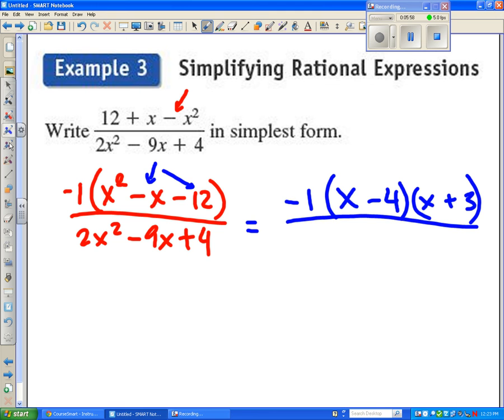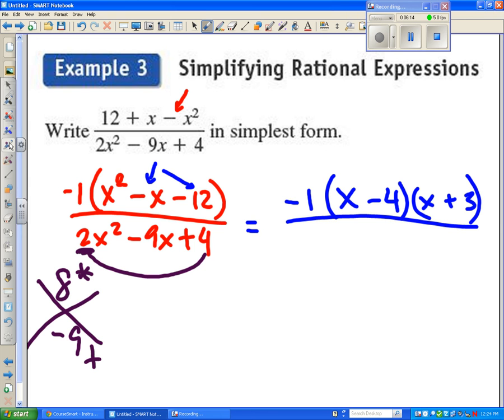Now I need to worry about this 2, the coefficient of x squared being bigger than 1. What I like to do is take the 2 and the 4, multiply them, take the negative 9, and ask what two numbers multiply to get the 8 and add to get the negative 9. Well, if they multiply to get a positive and add to get a negative, then both have to be negative. That means it's negative 8 and negative 1. I'm going to factor this 2x squared right beneath it. So we have 2x squared minus 9x, but 9x can be turned into minus 8x and minus 1x. We still have the plus 4.